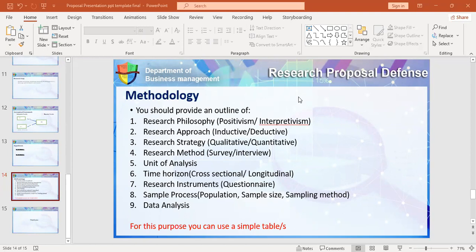So in positivism, we're going to take data from a questionnaire or from what we call an experiment, like that. But in interpretivism, the data that we're going to collect will be subjective to the person. So normally in quantitative research, we follow positivism, and in qualitative research, we have to follow the interpretivism philosophy.